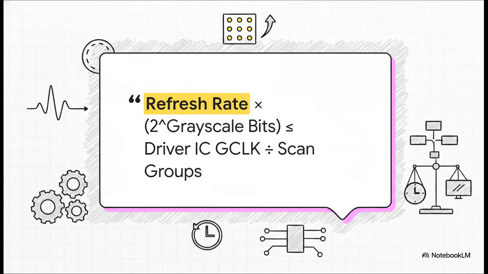So the crucial point comes down to a strict mathematical limitation. Think about this equation. Refresh rate times 2 to the power of grayscale bits must be less than or equal to the driver IC's internal clock frequency divided by the scan groups. I know, it's a mouthful, but this physics equation is basically the holy grail of LED configuration. It proves unequivocally that you cannot maximize both refresh rate and grayscales simultaneously. You have a fixed clock budget, and you have got to spend it wisely.